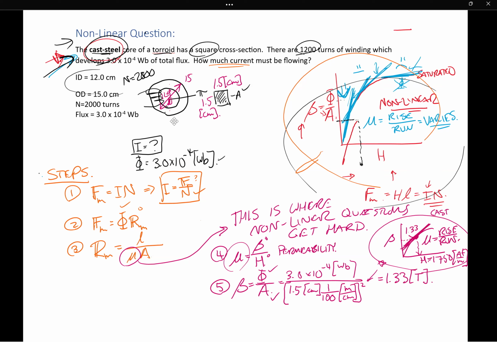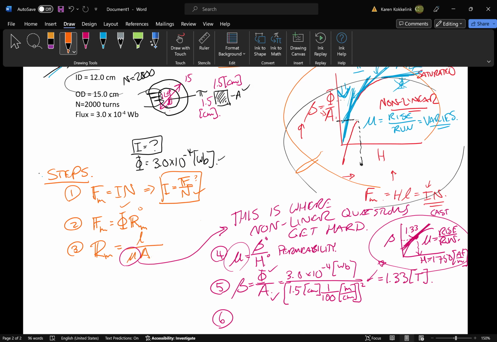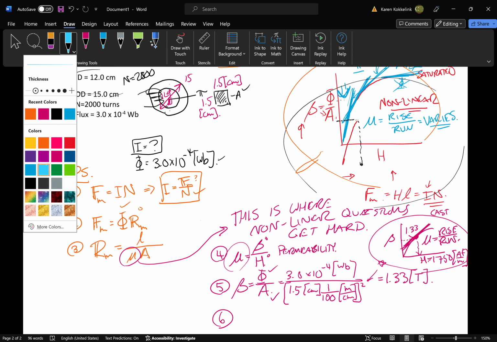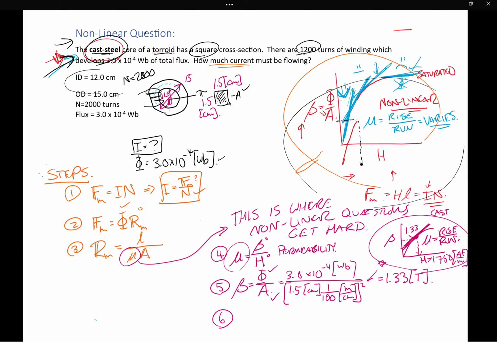Actually, I still need length. And that's just the mean path length. Mean path length is kind of where these flux lines are flowing. Here we go. And I would say that they are a circumference, because even though this has a square cross section, you have to make sure that for mean path length, you're looking down on this. It still looks like a donut. Okay. We don't cut a cross section for mean path length.